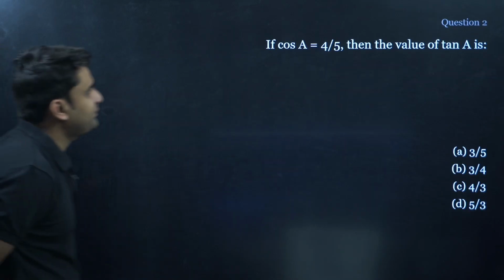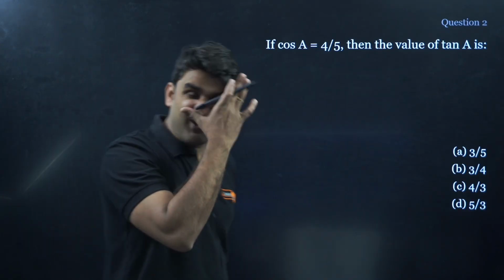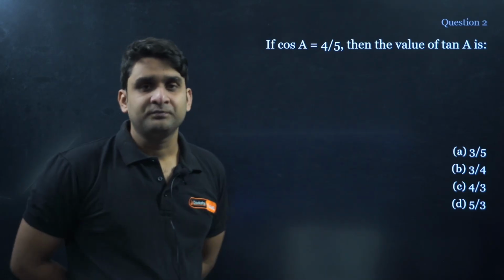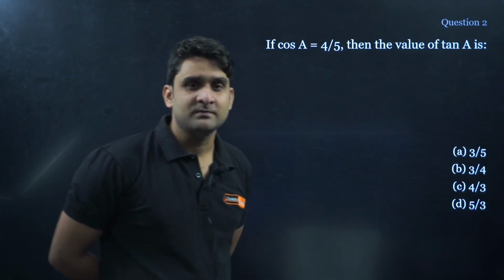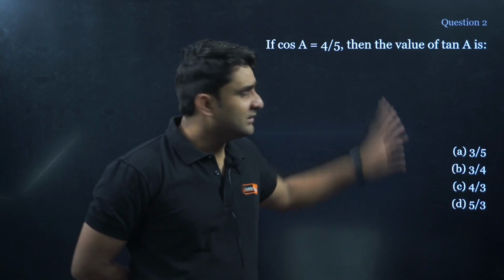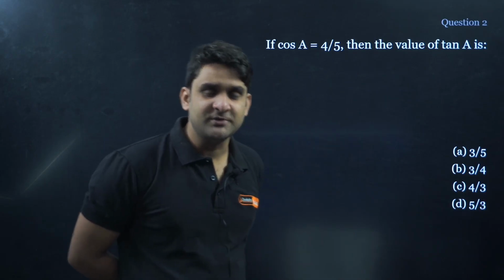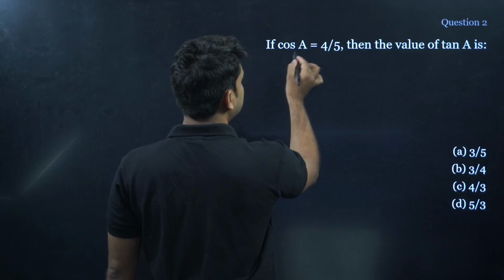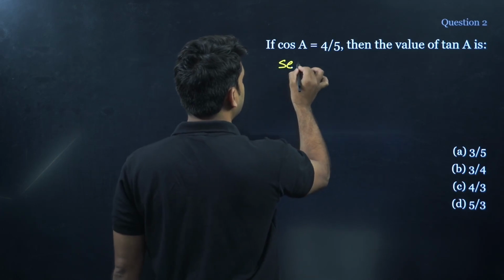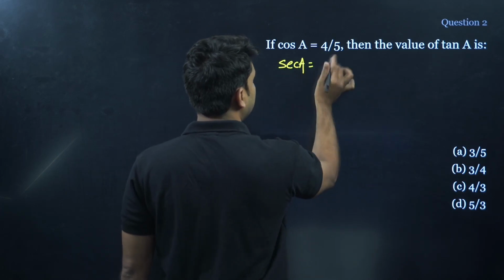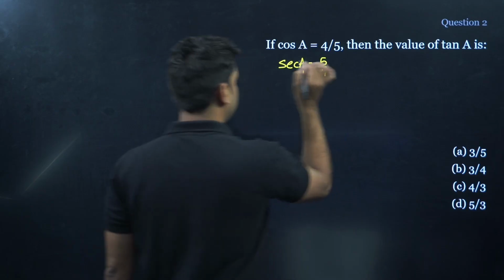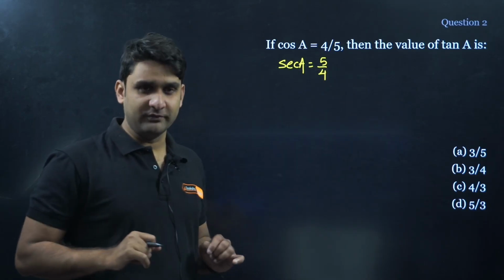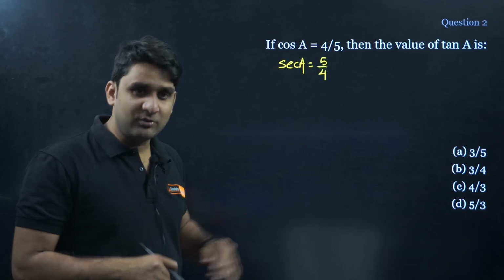Moving ahead. Okay, now next question. Cos A is equal to 4 by 5, then what will be tan A? So if you have a relation, you can find out. I can again find the answer of this question using two methods. How? Listen guys, if cos A is given to you, what will be sec A? Sec A will be the reciprocal, because cos and sec are reciprocal to each other. So we have sec A is equal to 5 by 4.